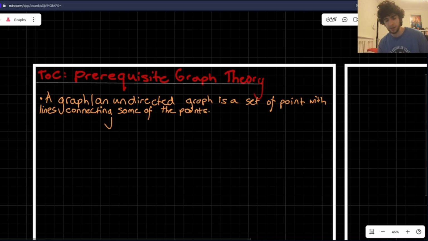To put it really simply, that is basically what a graph is. In graph theory, it's just a set of points with lines connecting some of the points. And whenever I say some of the points, what I mean is that it's up to your discretion how many of the points are connected by lines. Maybe all of the points are connected by lines. Maybe some of them are. Maybe none of them are connected by lines. Completely up to you.